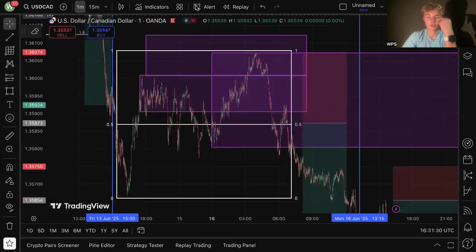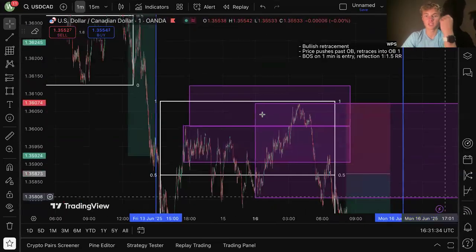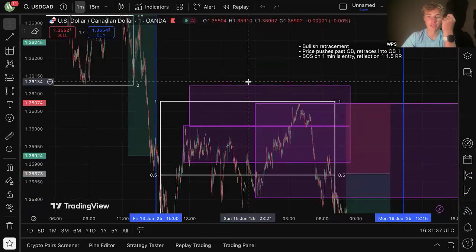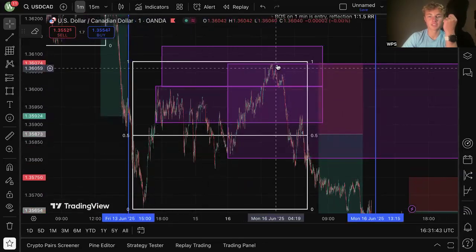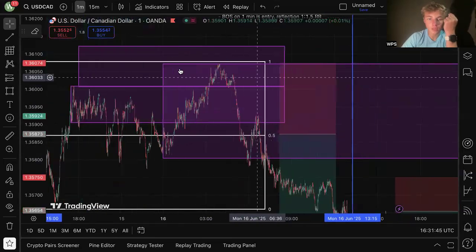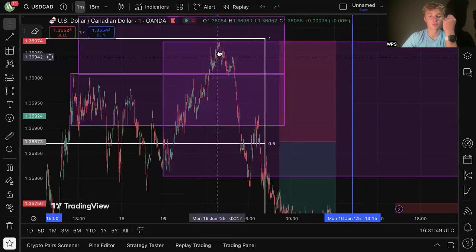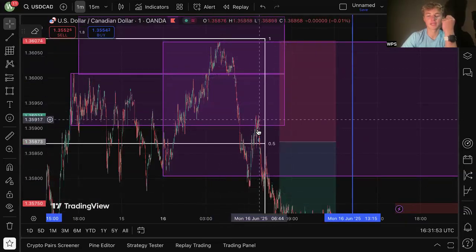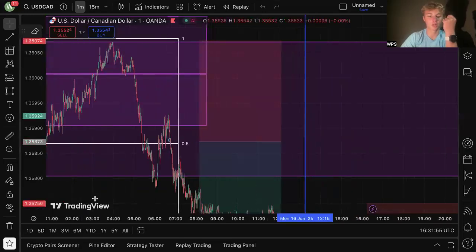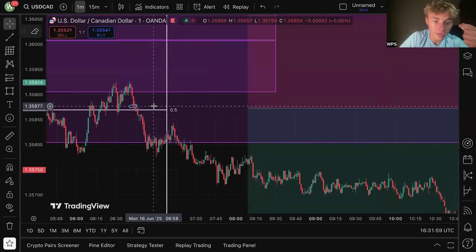For this last back tested trade, we have a bullish retracement as usual. Price goes up into this order block, and then it retraces into that, it comes down, retraces back into equilibrium, back into the order block, and then all I have to do is wait for the break of structure marked by this.